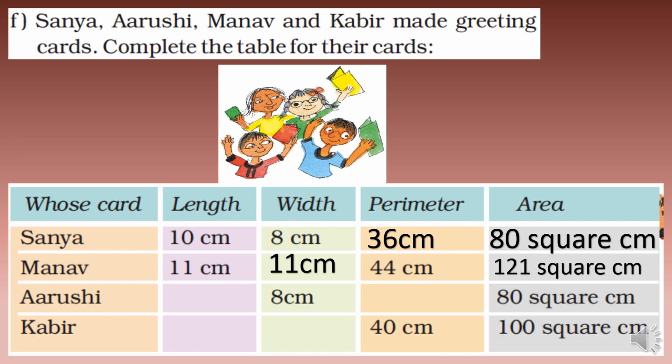For Arushi, see, we know the area, that is 80 square centimeter. We know the width, that is 8 centimeters. So the formula for area is length multiplied by width. We know the width, that is 8 centimeter. We know the product also, that is 80. So if 10 is multiplied with 8, we'll get 80. So length will be 10 centimeter. Now the perimeter will be the same as Sanya's, the length and width are the same, so it will be 36 centimeter. Now for Kabir, perimeter is given and area is given, so the length and width here will be 10 centimeter.